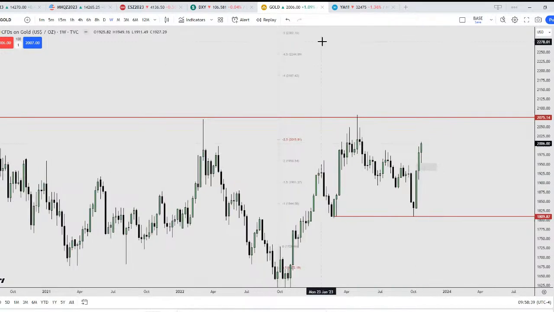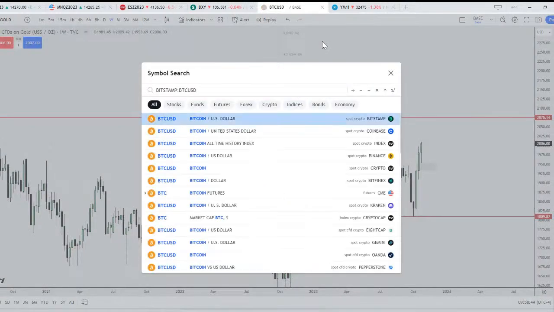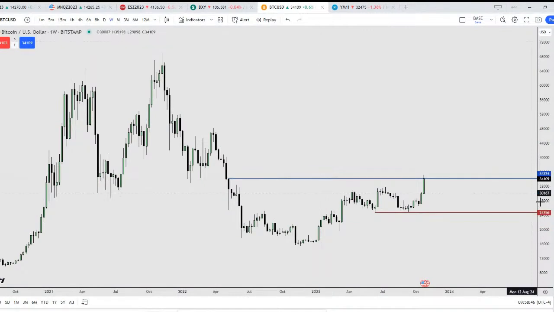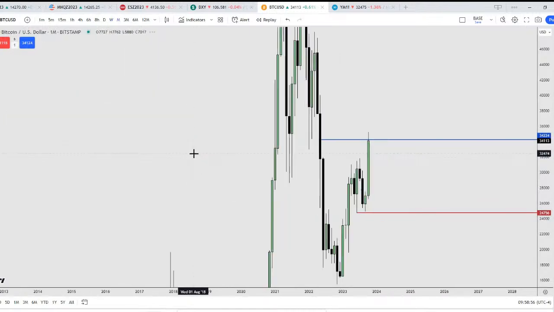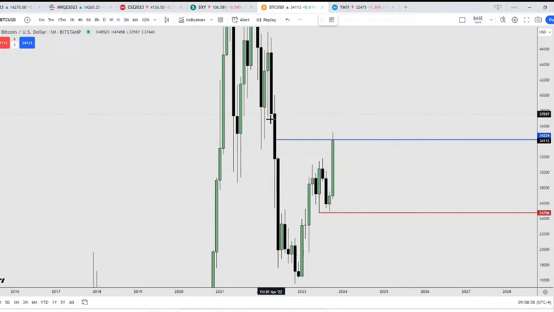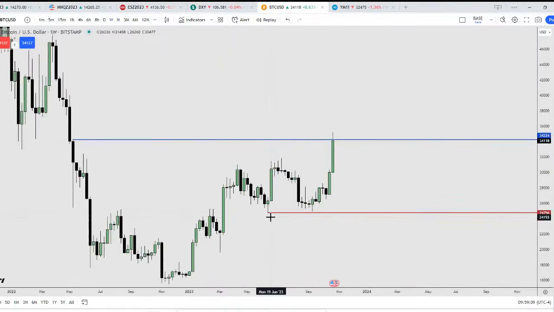All right, so from gold let's move to Bitcoin. I think Bitcoin finally hit my target that I was looking for. So basically I was looking for this high, as well as the monthly consequent encroachment of the fair value gap, which would come in right around 34,780. Those were the two targets that I was looking for.